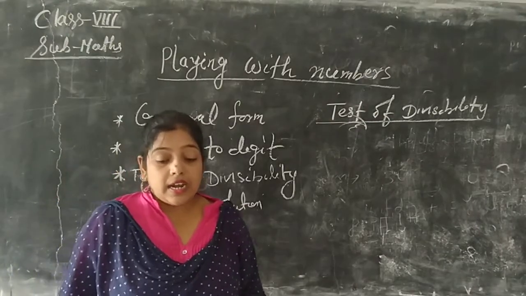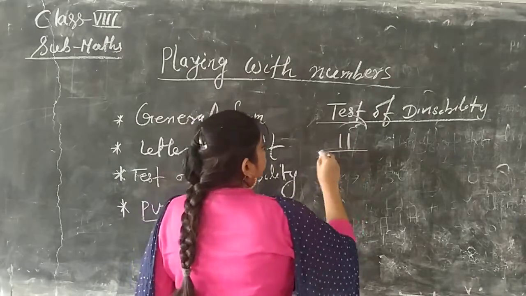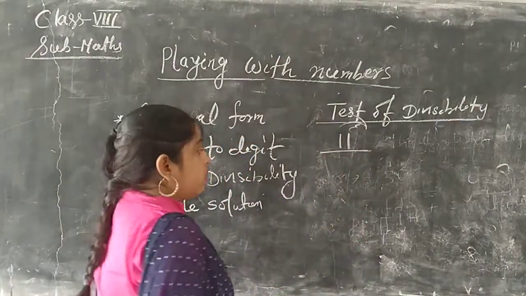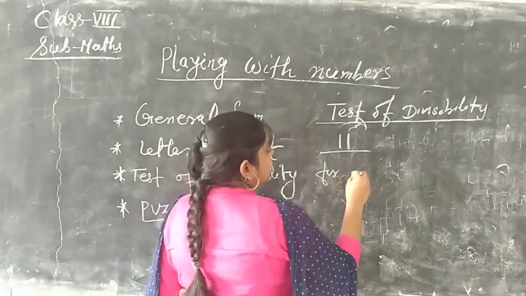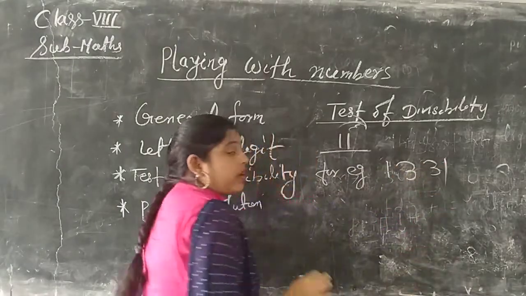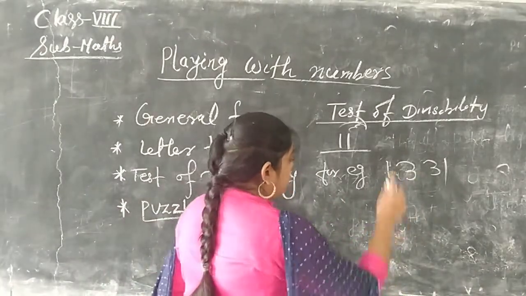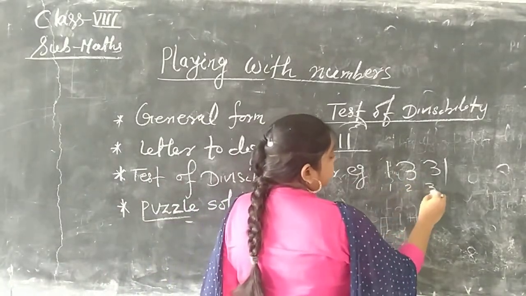And the last is divisibility by 11. So what is the rule of 11? We can write some examples. For example, 1 3 3 1. First of all, how many digits are in that? There are 4 digits, 1 2 3 4.